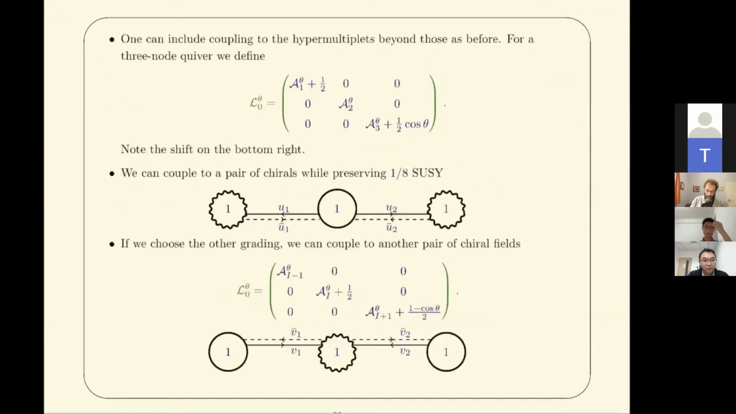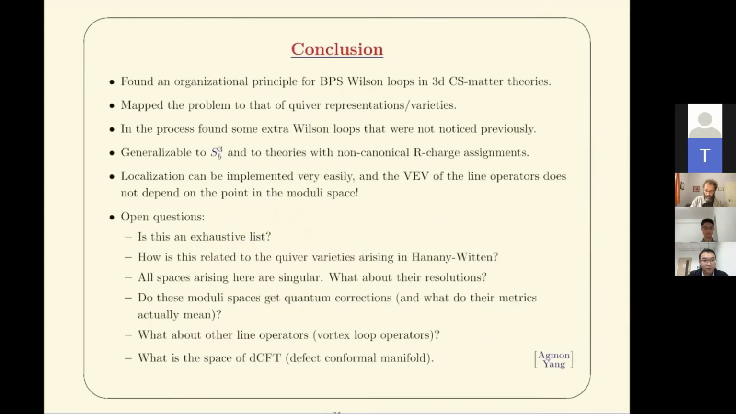So let me ignore the case of N equals 4, which is in my upcoming paper. You can read it later this week or next week. And let me conclude. So what I found is an organizing principle of BPS Wilson loops in 3D Chern-Simons theories. And I found an exact map to that of the representations of quivers and quiver varieties.